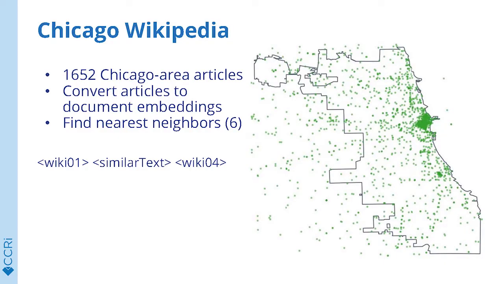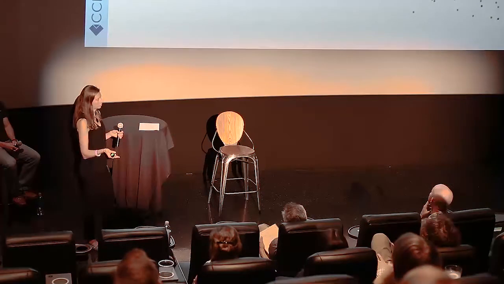I only use the ones that are actually within the border, but the green dots are all the ones in the Chicago area. We took those documents and did sort of word2vec magic on that and got embeddings for those. Now I have embeddings for documents, but that's still not going to work with my shapefile data. I needed it to be a triple. So what we did is we found the 6 nearest neighbors for each Wikipedia article, and now I have a triple. So as an example, my first article is similar to my 4th article.